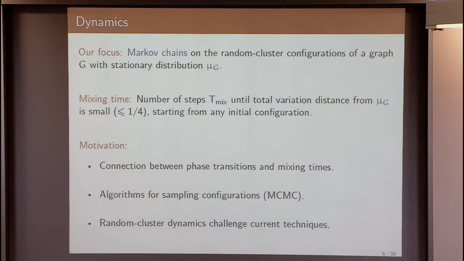In addition, we know that fast mixing Markov chains provide algorithms for sampling from the stationary measure. And in particular, the random cluster dynamics is also interesting because it's closely related to spin systems, but the techniques from spin systems seem to fail in the random cluster setting, essentially because these techniques use the locality of the spin world, and the random cluster model is a highly non-local model because connectivity is a global property of the graph.